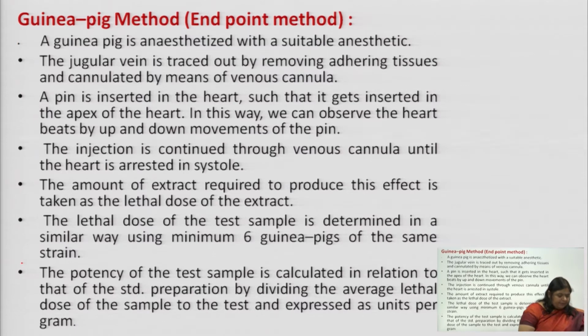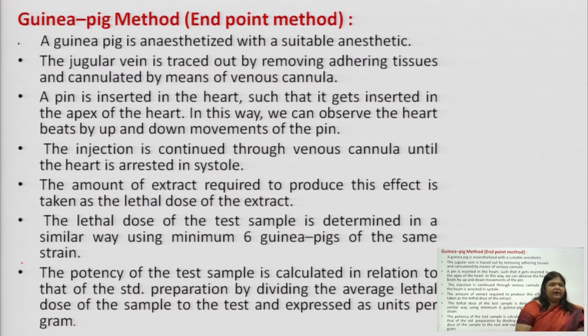Now the amount of the extract required to produce this effect is taken as the lethal dose of the extract, and similarly the lethal dose of the test sample is also determined. For both the test and the standard, a minimum of 6 guinea pigs are used, and all the animals should be of a similar strain. The potency of the test sample is calculated in relation to that of the standard preparation by dividing the lethal dose of the standard by that of the test, and it is expressed as units per gram.